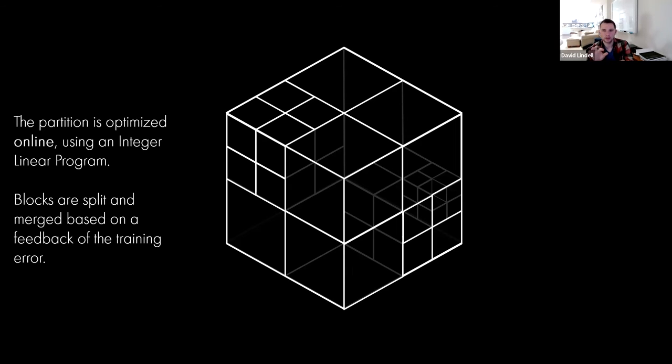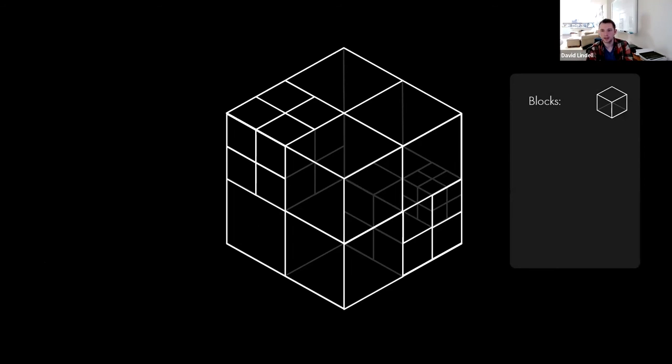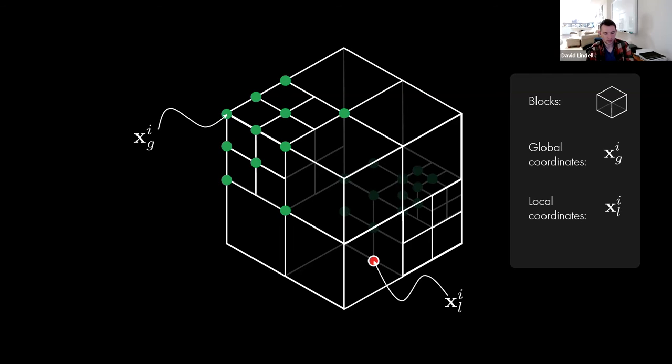And so you basically monitor the loss within each of these blocks, and you have a constraint that allows the network to have a certain maximum number of blocks. And if the error is too high, you can subdivide and allocate more blocks to that particular region. So specifically, we identify each of these blocks with a global coordinate. And then inside each block, we have a local coordinate to define a particular point in space. And each of these blocks also has a particular scale associated with it.